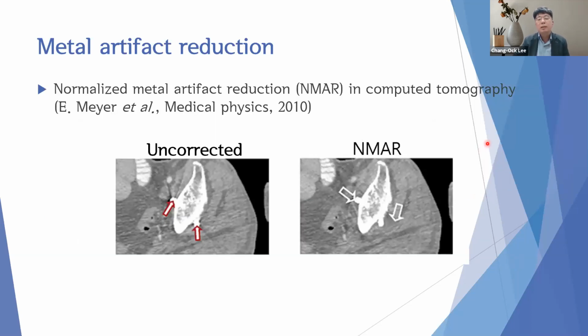The most popular method in metal artifact reduction is NMAR, called normalized metal artifact reduction. This is a kind of interpolation method, but it has some normalization techniques, and it is the most famous and most popular method in the metal artifact reduction world. But it still shows some artifacts here.